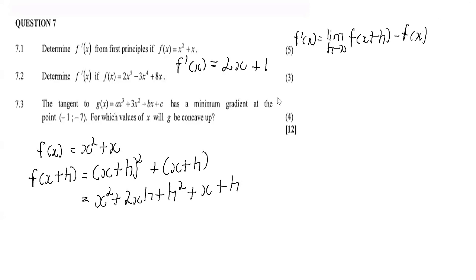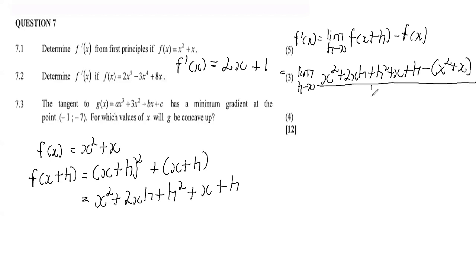Then let's solve now. We have our limit as h approaches 0, so equals the limit as h approaches 0. So we take the whole expression of f of x plus h, which is x squared plus 2xh plus h squared plus x plus h, minus the expression for f of x. So note when I am subtracting that, I'm putting it inside the bracket because it is a whole expression. So you need to be very careful of that because that's where a lot of you will be making mistakes. And then over h, right?